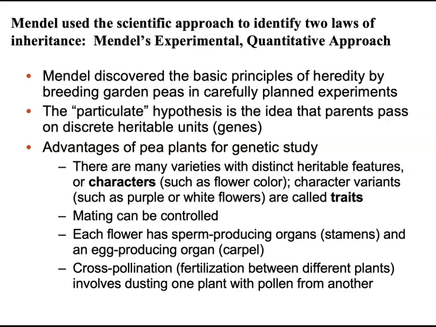There are many varieties with distinct heritable features or characters, such as flower color. We call these character variants, such as purple or white flowers, traits. Mating can be easily controlled. Each flower has sperm-producing organs called stamens and an egg-producing organ called the carpel. And cross-pollination, which is fertilization between two different plants, involves dusting one plant with pollen from another.